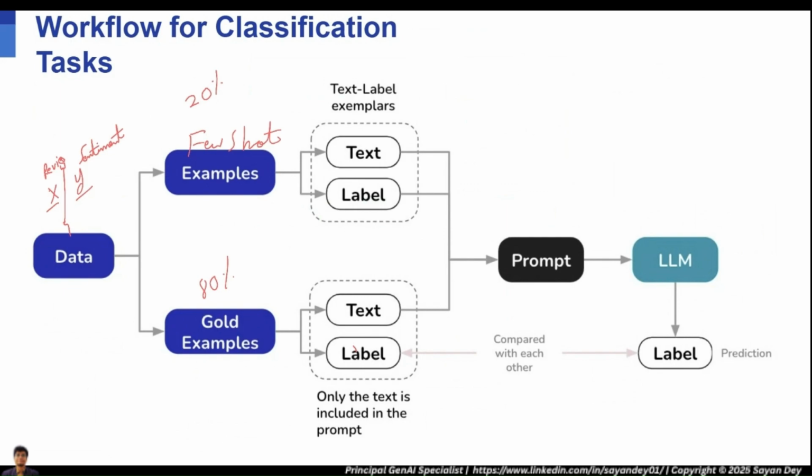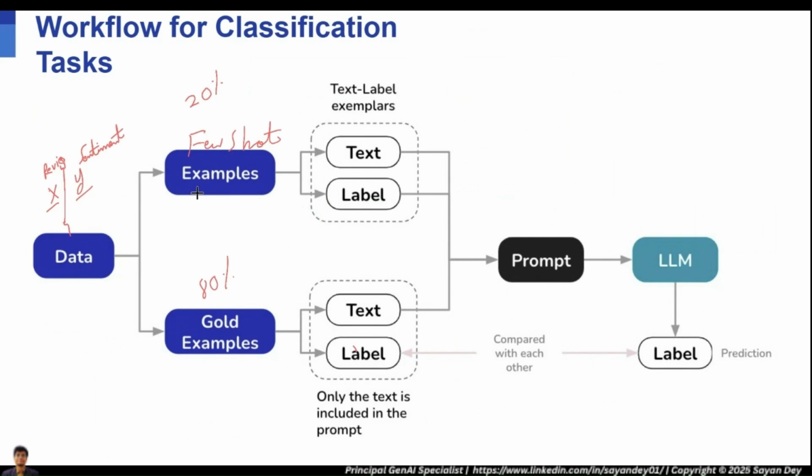So you take the whole data, you split the data into few shot and gold. 20% of your data approximately is few shot. 80% is what we refer to as gold examples. And gold examples are like your test set. This is like your mock question paper. So this is what you will evaluate the model on. The format is exactly the same.